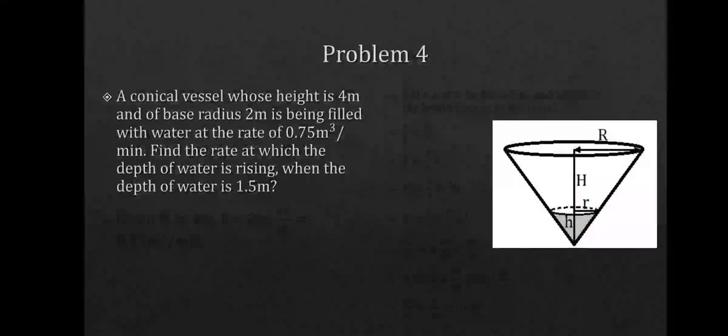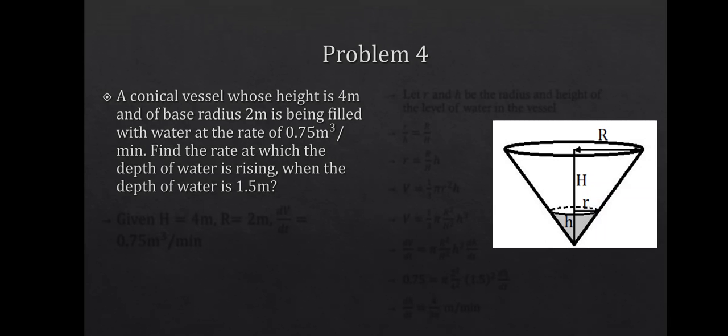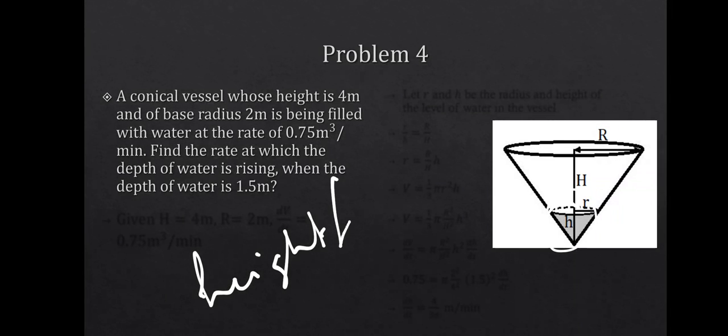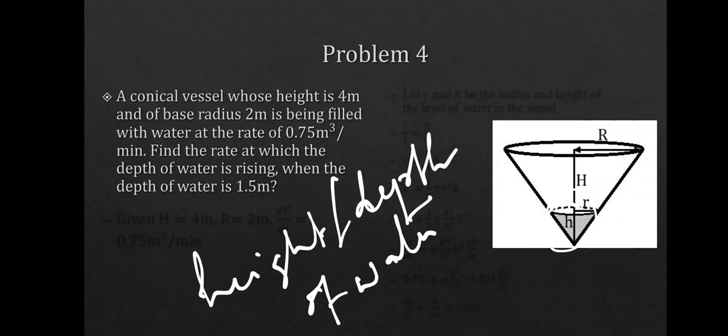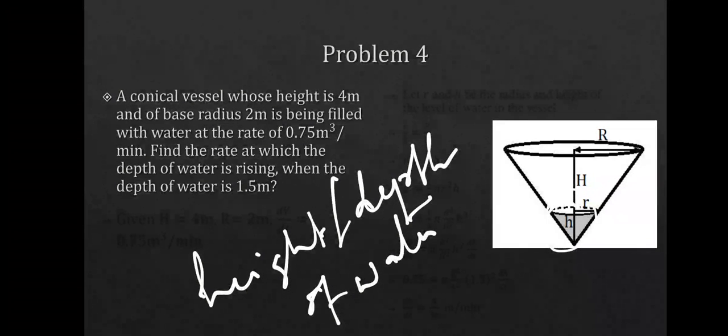And then this small h is the height or depth, whatever you want to call it, height or depth of water. Fine. So these notations are very important because we are going to make use of this in our problem. So capital H, capital R represent the height and radius of the cone or the conical vessel that we are talking about, and small h and small r are the height and the radius of the rising level of water.